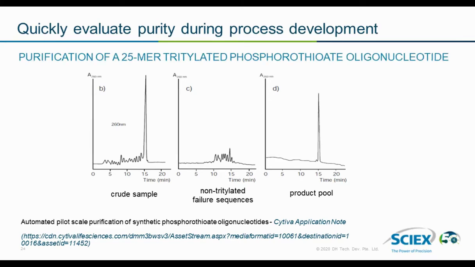And the three panes here show the crude sample in the middle, and on the far left-hand side we see the non-tritylated failure sequences which have been separated away from the final product pool. And this shows you how CE can aid process development in oligonucleotide manufacturing.